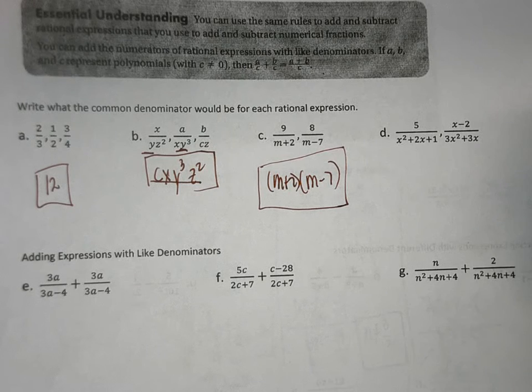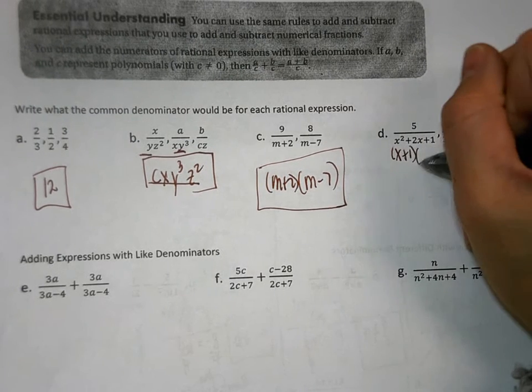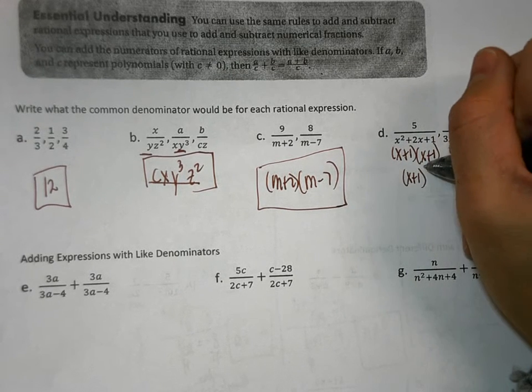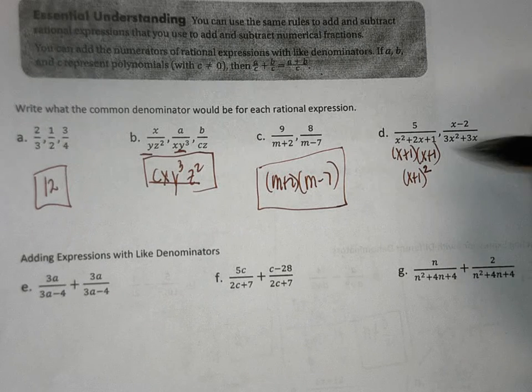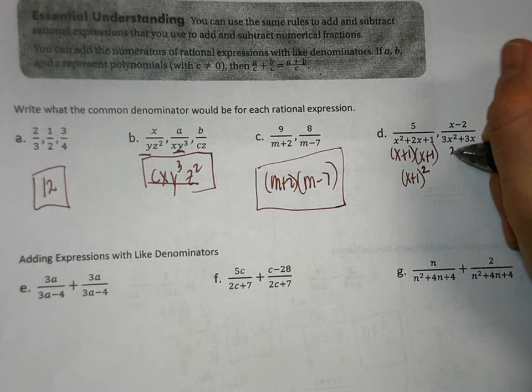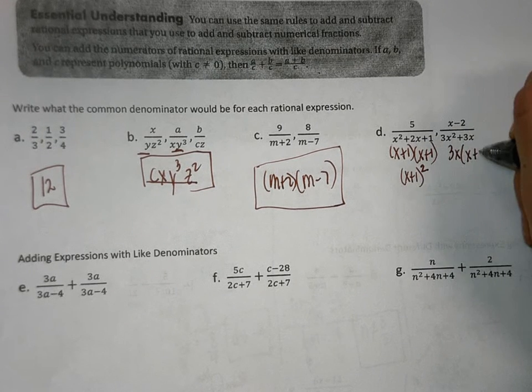Okay, so what would factor here? The x squared plus 2x plus 1. X plus 1 and x plus 1. Good. That could also be written as x plus 1 squared. Good. Okay, on this one, what does it factor to be? What would I do? Good. A GCF of 3x, and I'm left with x plus 1.